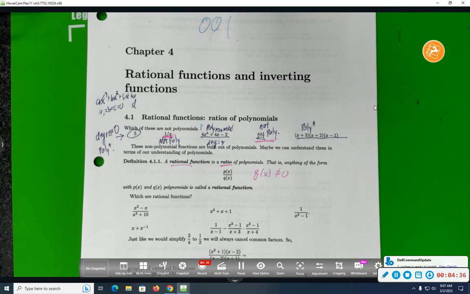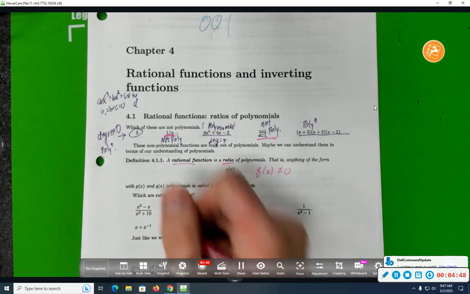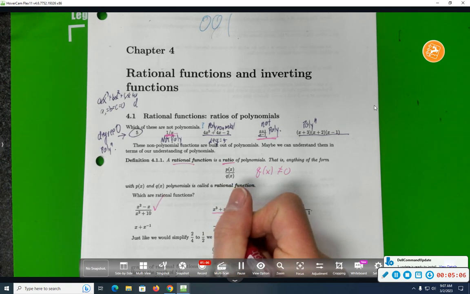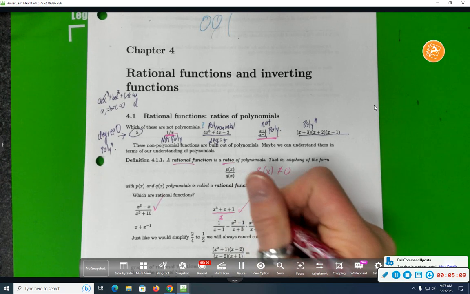So let's play the same game of identifying whether these are rational functions with these 5 examples. This first one, is that a polynomial divided by a polynomial? Yep, so it's a rational function. How about this next one? Is it a polynomial divided by a polynomial? Technically, yes. And we're mathematicians, so technically yes. What's the denominator in this ratio? 1. So that's a rational function.